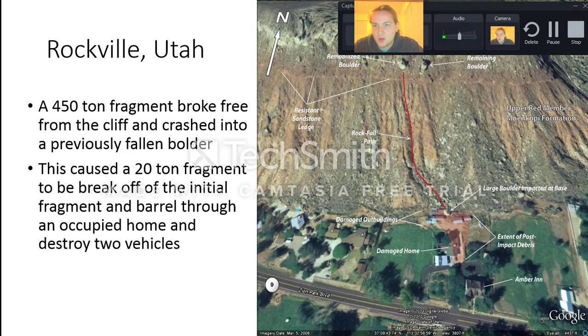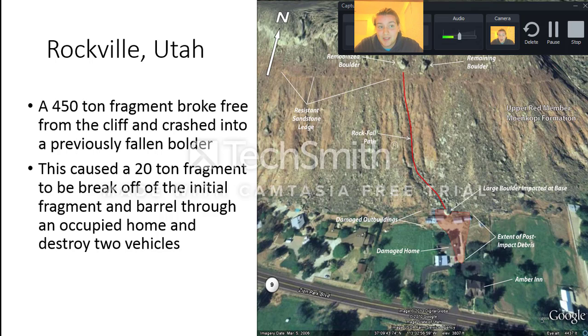Now, rockfall events occur all over the globe, and oftentimes they aren't really noticed because they happen in very uninhabited areas, but people are expanding and living everywhere, so now we're getting more and more cases of homes being affected by these mass wasting mechanisms.